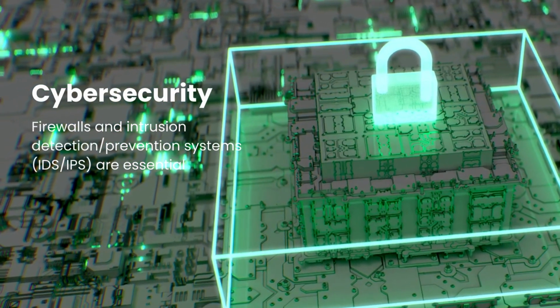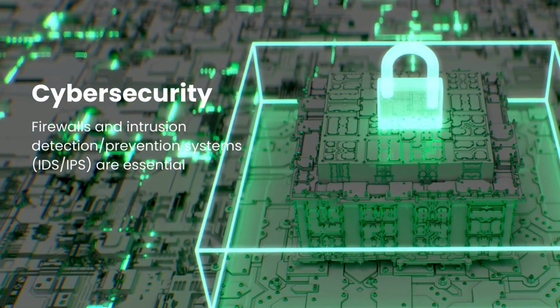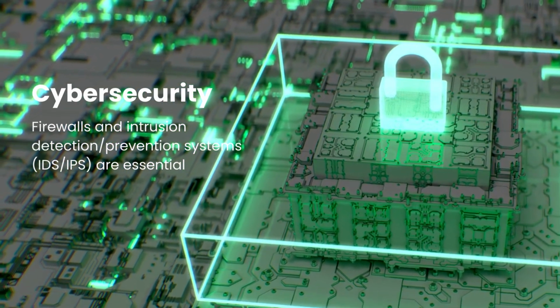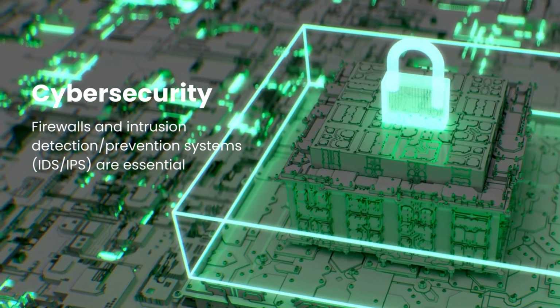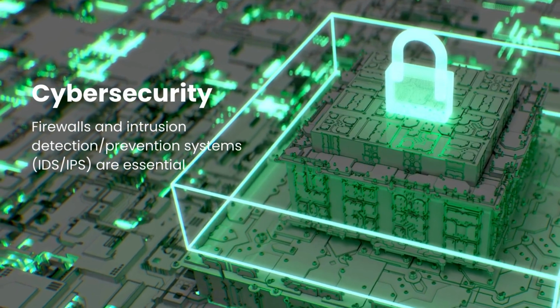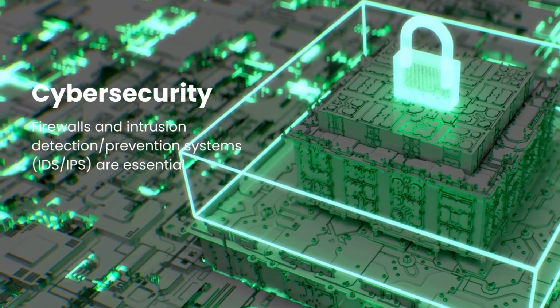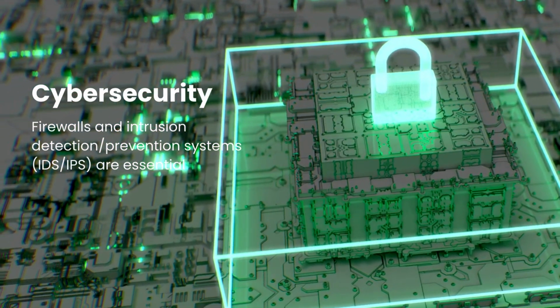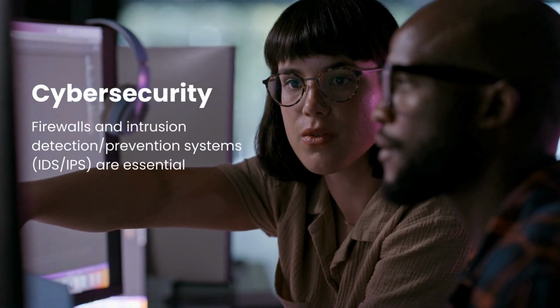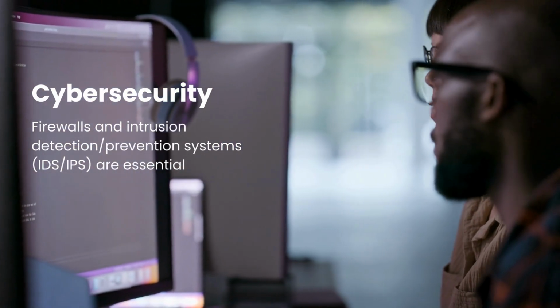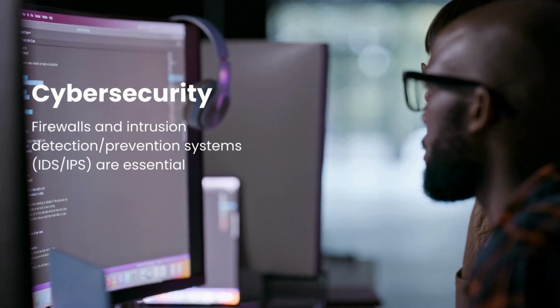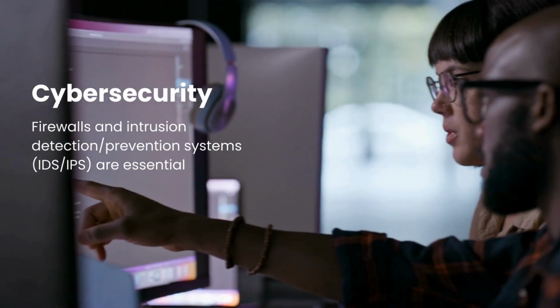Security appliances such as firewalls and intrusion detection prevention systems, IDS, are essential for protecting the Wi-Fi network from unauthorized access, malicious attacks, and data breaches. These appliances help enforce security policies, monitor network traffic, and detect suspicious activities in real time.